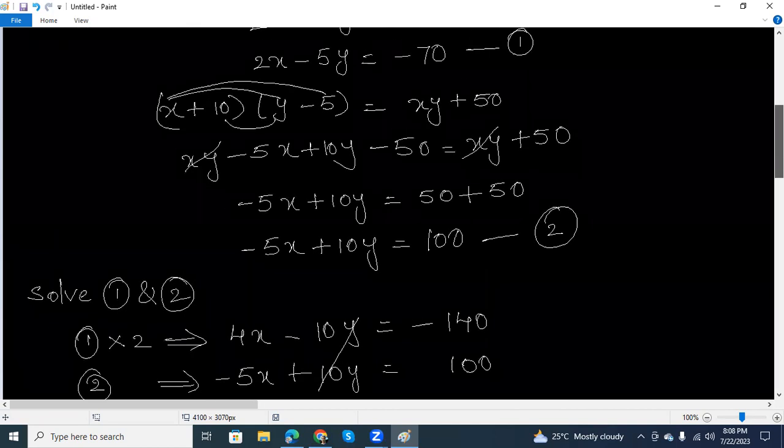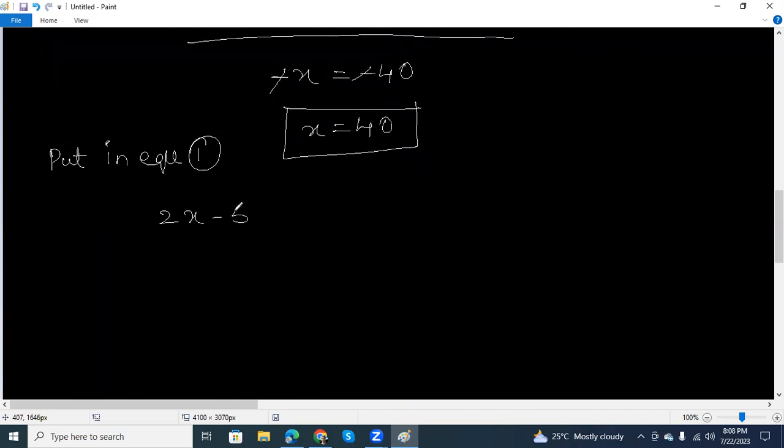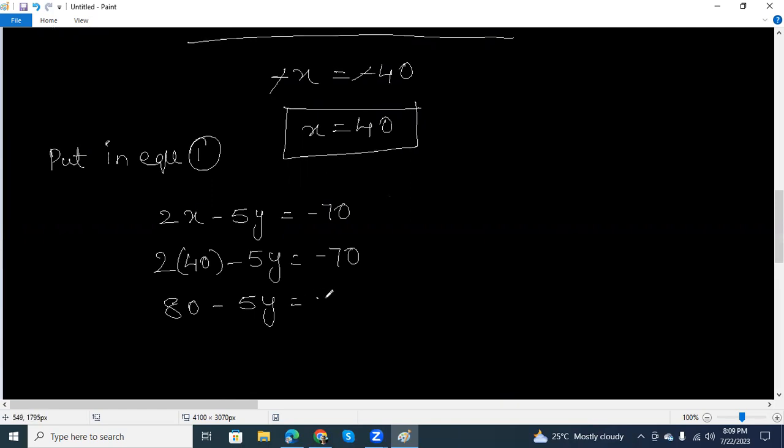What is equation 1? 2x minus 5y is equal to minus 70. Let's put this. 2 times the x value, 40, minus 5y is equal to minus 70. 2 fours are 8, so 2 forties are 80. Minus 5y is equal to minus 70.